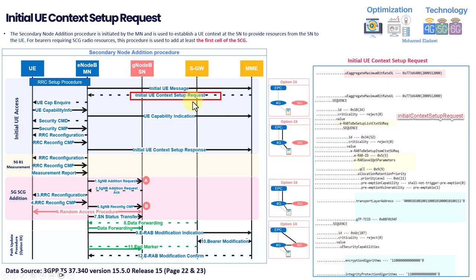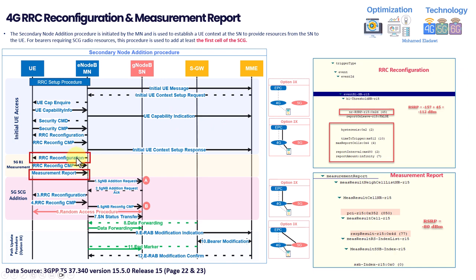Now let's move to the next important message, which is related to the RRC reconfiguration and measurement report. Once the capability is confirmed and there is no problem in the capability here, the user is supporting the gNB and there is no other issue, for example, no restriction, the eNodeB will now forward to the UE the RRC reconfiguration, which includes the B1 related events.